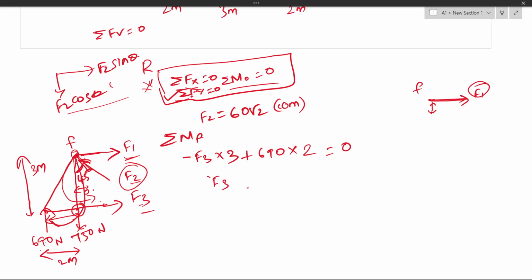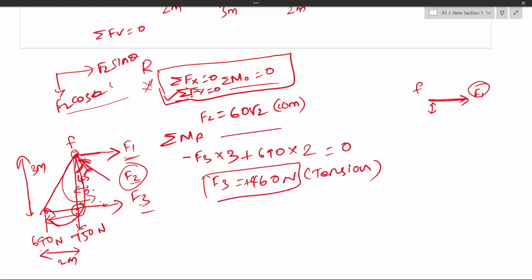So if you solve this equation, you can get the F3 value as 460 Newton plus. So it denotes it's a tension acting here. Okay, now we found F2 and F3. Then the only thing remaining is F1. So now we can use the summation of Fx. Let's check how many horizontal forces we have. 1, 2, 3. Now we know the two forces, F2 and F3.